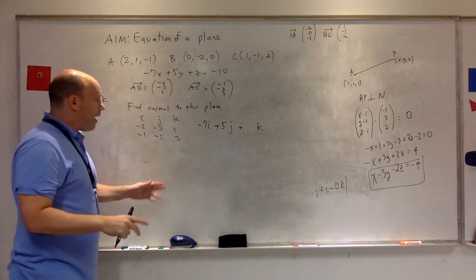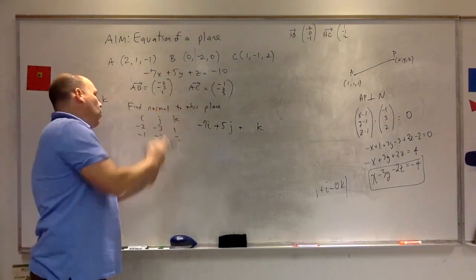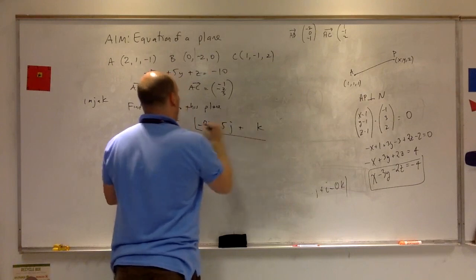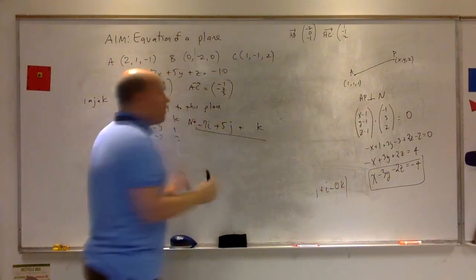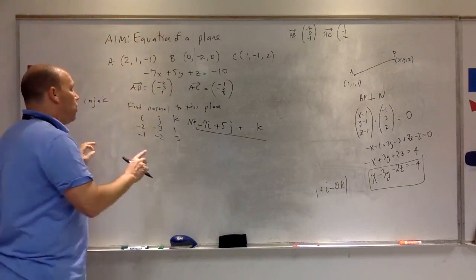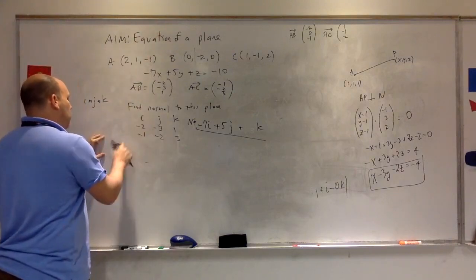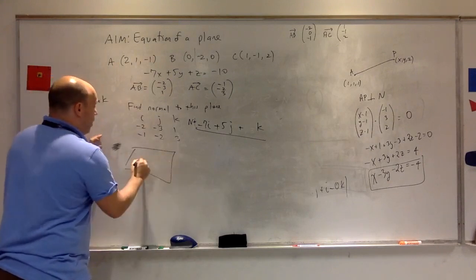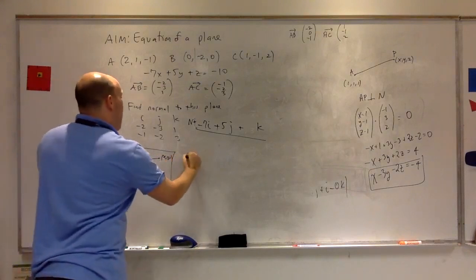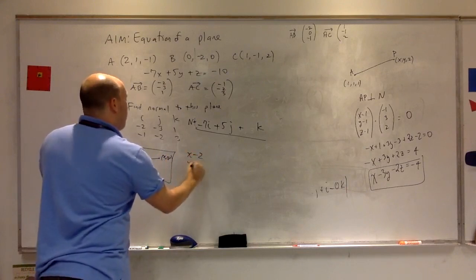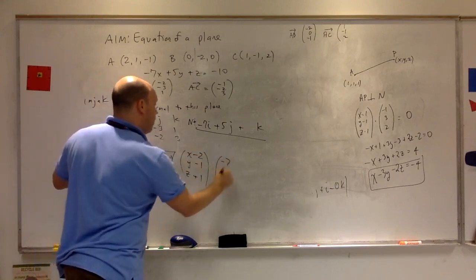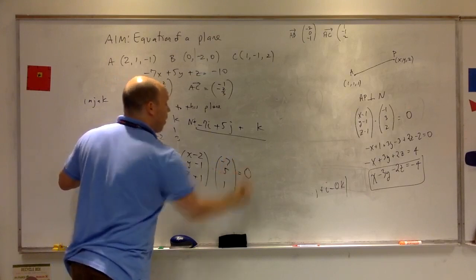And then we have, take out the last row, take out the top row. We have 4 minus 3 is 1. So that's the normal. Now, let's dot that with the vector from A to any point. So once again, we have our plane, we have point A going to anything, right? So this is (x minus 2, y minus 1, z plus 1) dotted with (-7, 5, 1). This equals 0.